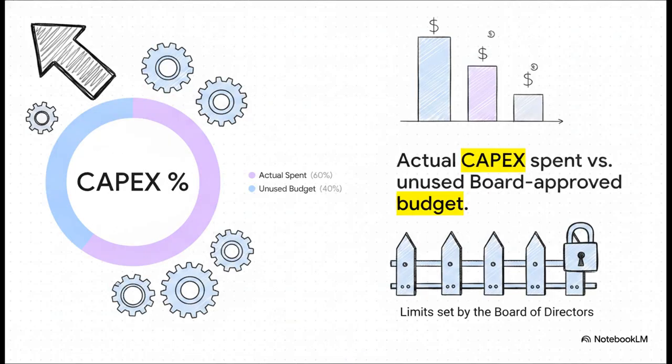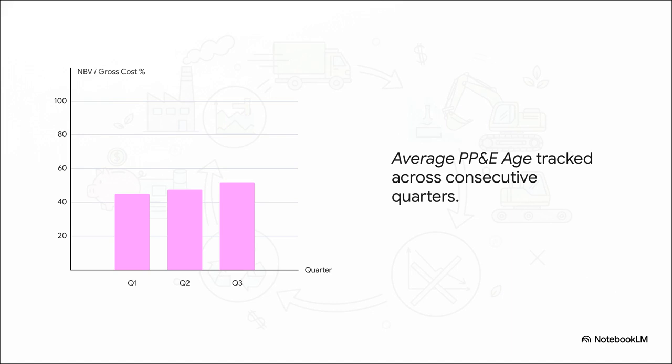Zooming out for a second, executives monitor the overall health of this lifecycle using CAPEX utilization. This is a percentage that compares the actual capital spent against the unused, board-approved budget. It's essentially a pulse check to ensure the company is actually investing in its future without recklessly blowing past the limits set by the board of directors. Along those same lines, they closely track the average PP&E age, comparing net book value to gross cost quarter over quarter. If this metric keeps skewing older and older, it's a huge red flag to executives that their asset base is aging out. And that means they'll soon need to open the checkbook, authorize new spending, and start this entire life cycle all over again.